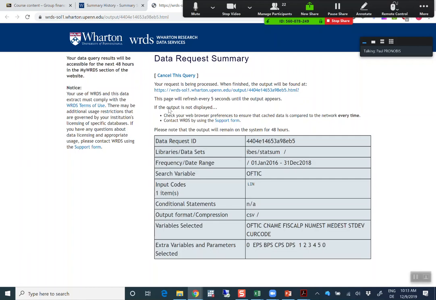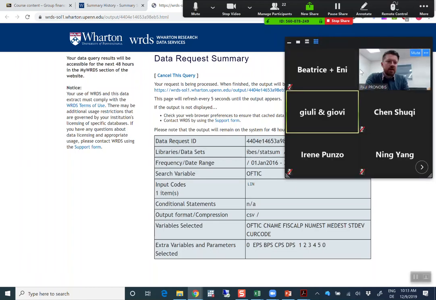Can you hear me? Yes, you can hear. Ask you a thing about the download of this kind of data. For what concern the report, do we have to use them specifically for which part of the report?